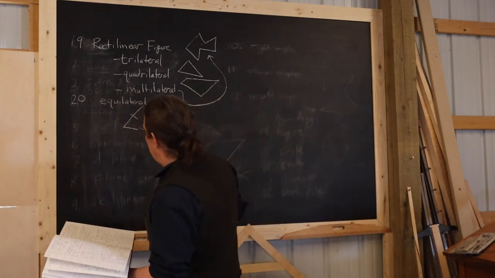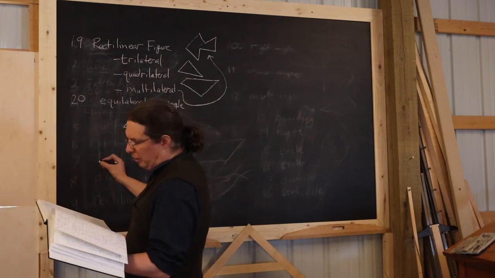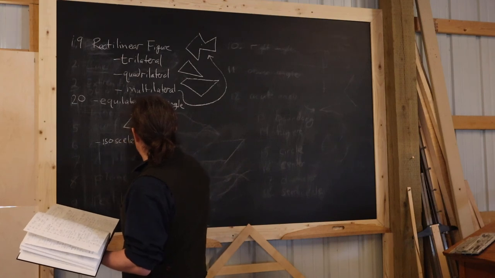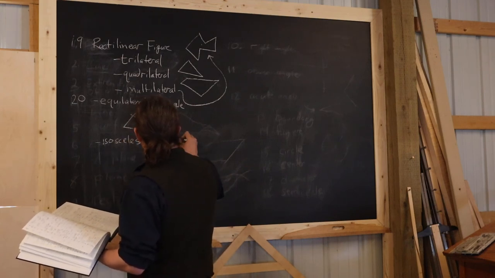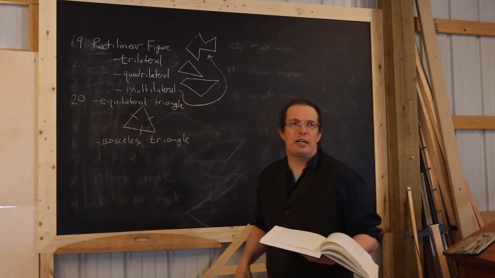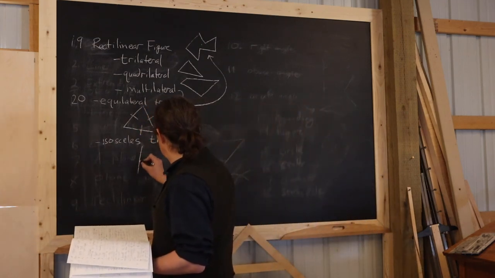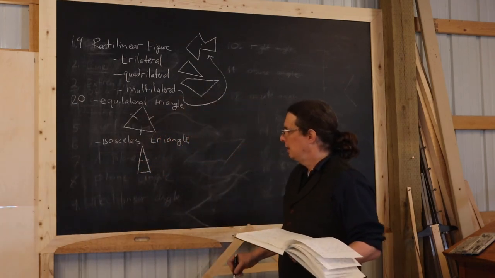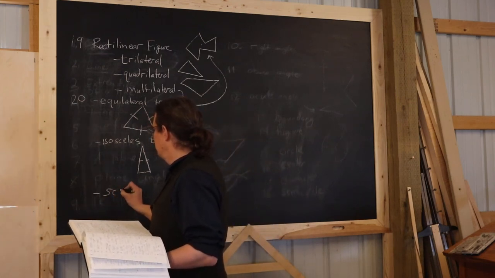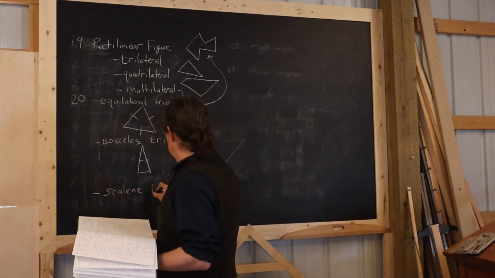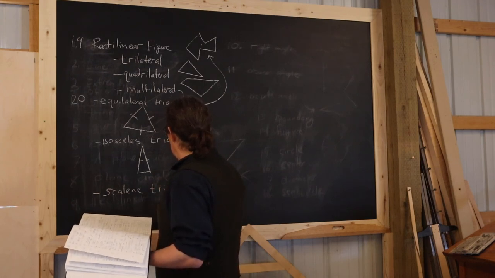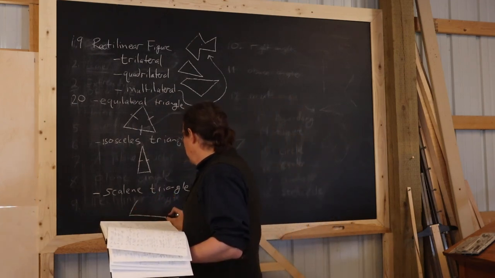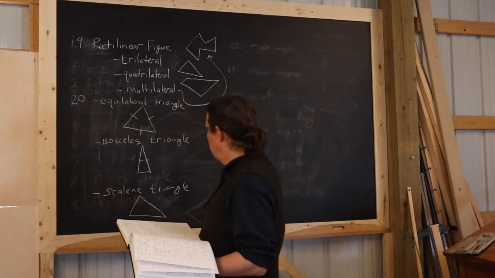So an isosceles triangle, this is all part of definition 20, is a triangle with exactly two sides equal, but not three. So those two are equal. And finally, a scalene triangle. It's like the first trilateral figure that I drew. None of the sides are equal.